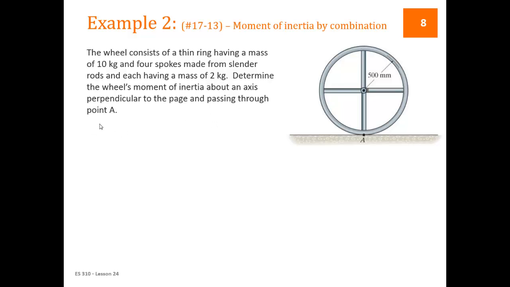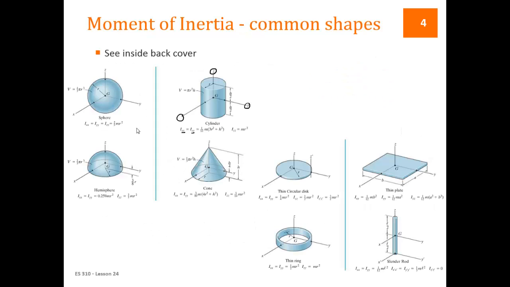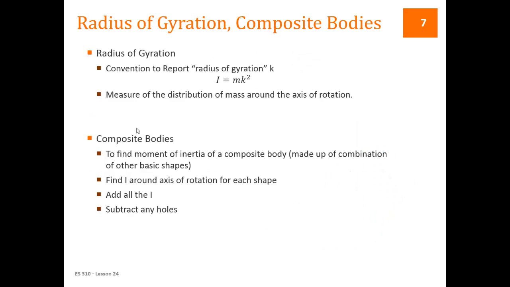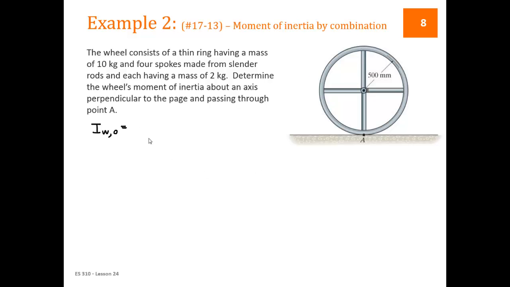So the wheel moment of inertia around the center, O, is equal to, this is a thin ring, so if we look at the expression for a thin ring around the axis out of plane of that ring, it is mr squared. M is 10, r is 0.5 squared.